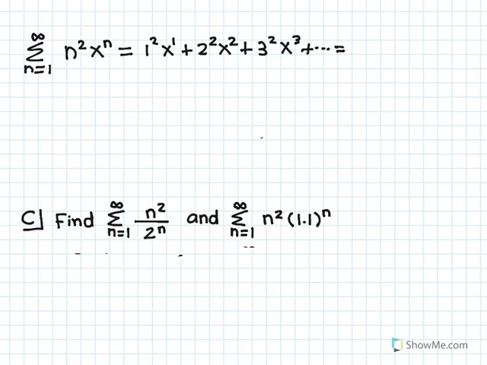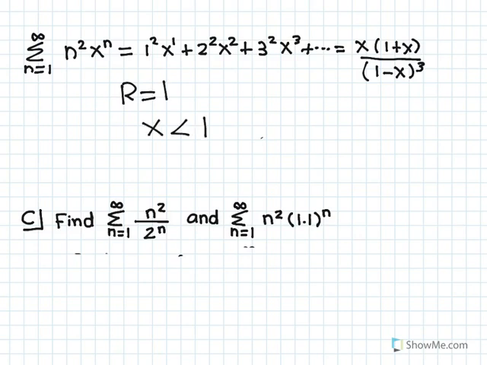And the closed form for the sum of this infinite power series is x times (1 plus x) divided by (1 minus x) to the power of 3. So we found the sum of this series, and the radius of convergence is equal to 1. The interval of convergence is x less than 1, larger than negative 1.